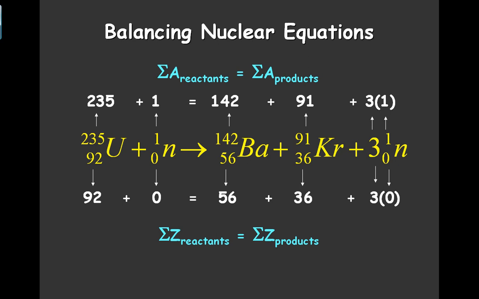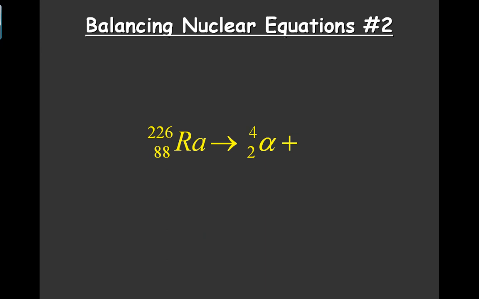So if you look at the 92 total on the left, and then you add up the 3 atomic numbers on the right, you'll see a total of 92 there also. Now, using this process, we can actually figure out the symbol for a particular product.